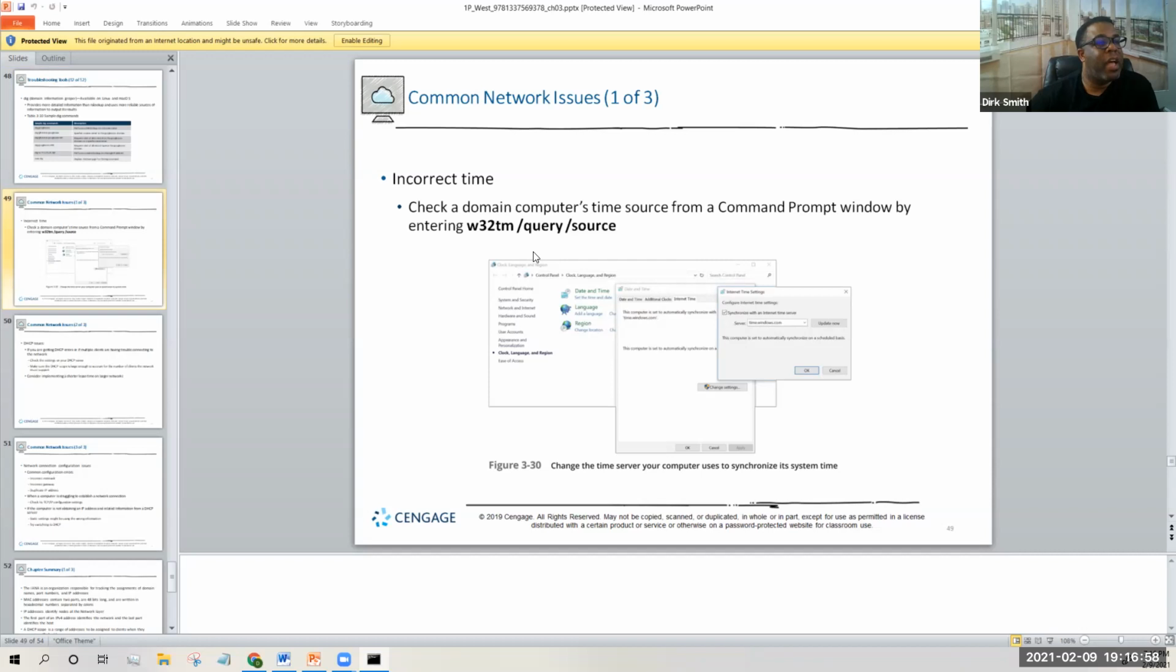Time. Now, I can't stress it enough. A lot of people have issues with their systems, and you'd be surprised when the time is off. If a system is on a network with a domain server or a server, the times have to sync. If the times don't sync, you can have a lot of problems.